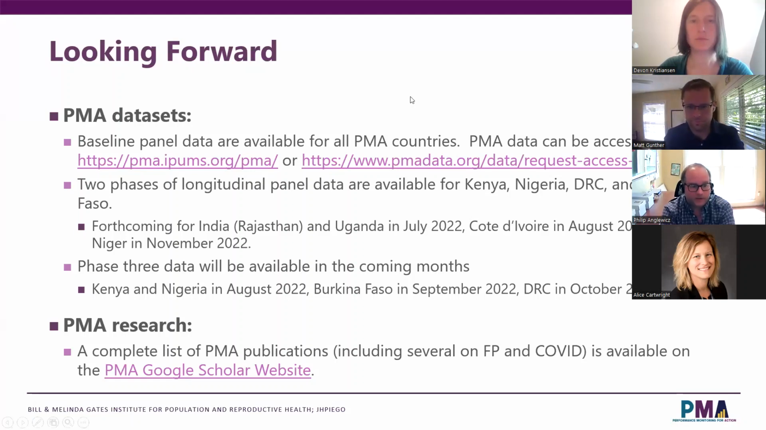So Kenya and Nigeria will post phase 3 data by August this year, then followed shortly by Burkina Faso and DRC.